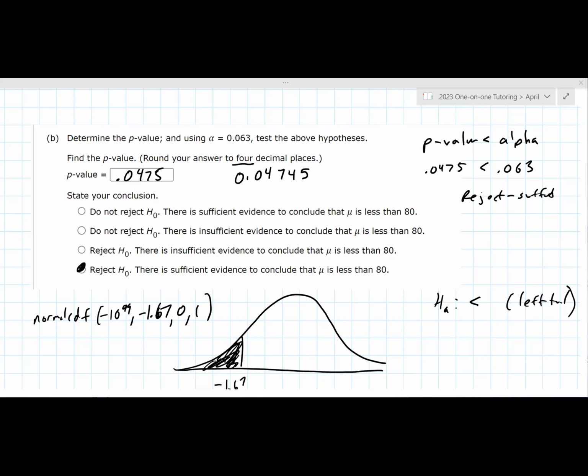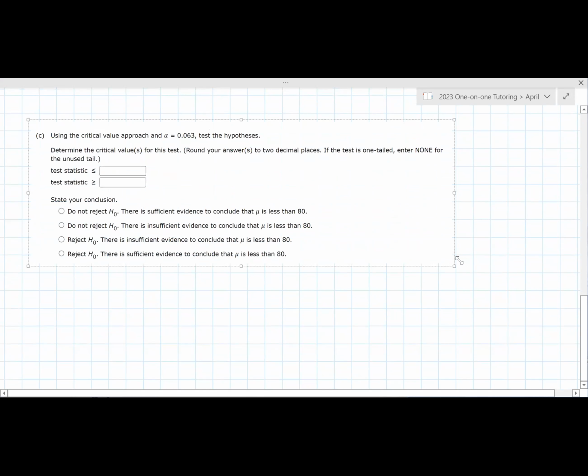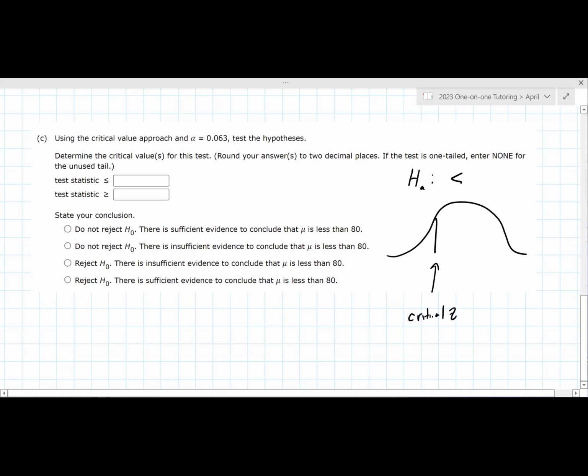All right, it's part C here. So this is that critical value stuff. What is this critical value stuff? So you go back, your alternative hypothesis was a less than. And that tells you the critical value is going to be over here in the left tail. This is your critical Z value.